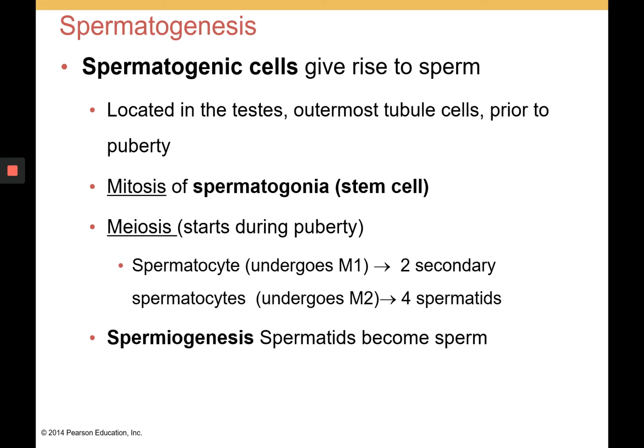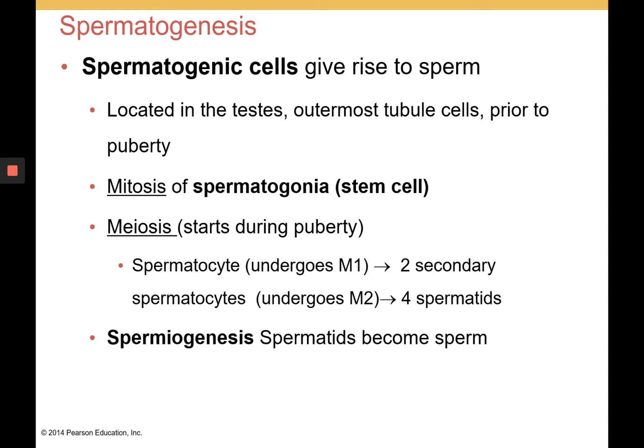At puberty, spermatogenic cells, like a spermatocyte, undergo meiosis I to become two secondary spermatocytes. Secondary spermatocytes are already haploid, but they can undergo meiosis II to form 4 haploid spermatids. So going from a spermatocyte to 2 secondary spermatocytes, that's the process of meiosis I. Secondary spermatocytes are haploid, just like the 4 spermatids.